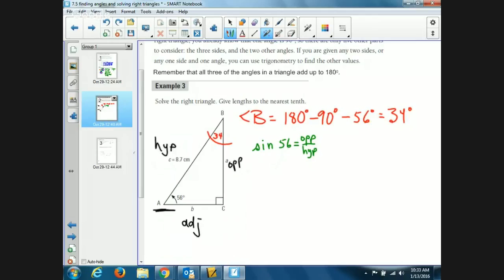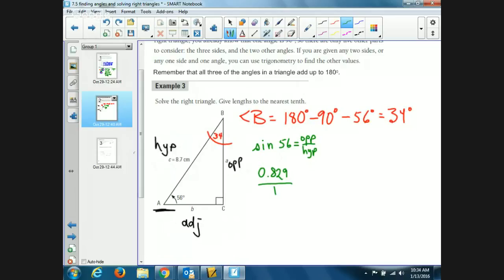0.829. Now we're going to pretend that's comparable to the opposite side, the 0.829. What would we put on the bottom for the hypotenuse of a similar triangle? Because you can always use a denominator of 1. Always.